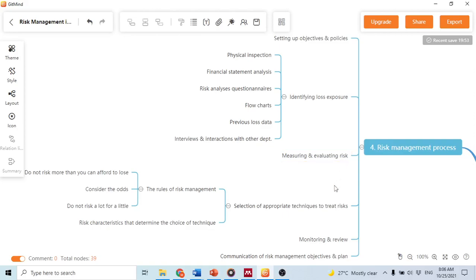Next, we move on to the selection of appropriate techniques to treat risk. As has been noted earlier, risk management is essentially a process that integrates methods of risk control and risk financing. Therefore, the risk manager has a variety of alternative approaches to handling risk. To control risk, for instance, the risk manager could choose any or a combination of the following methods. So there are different methods to treat risk.